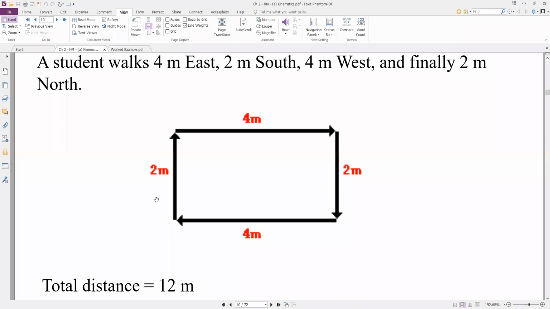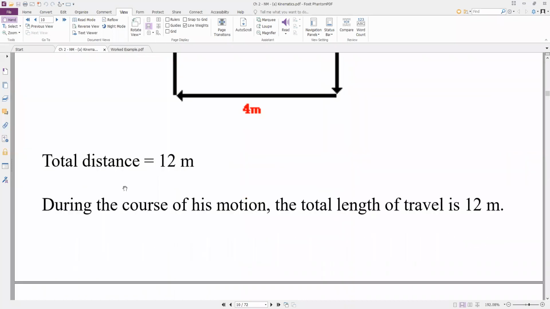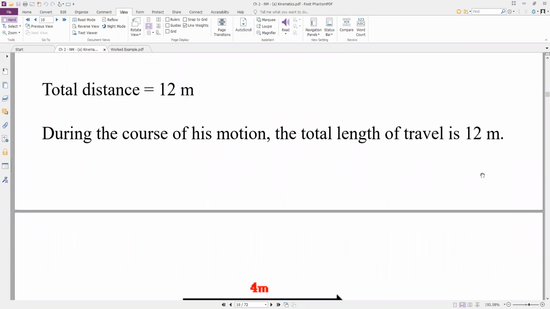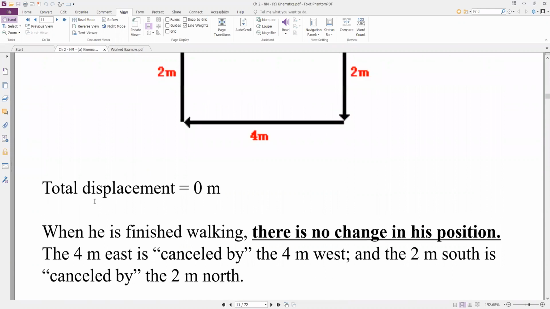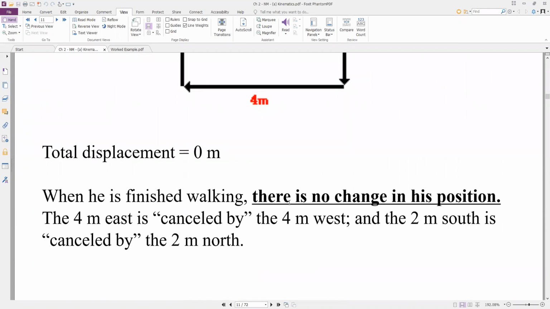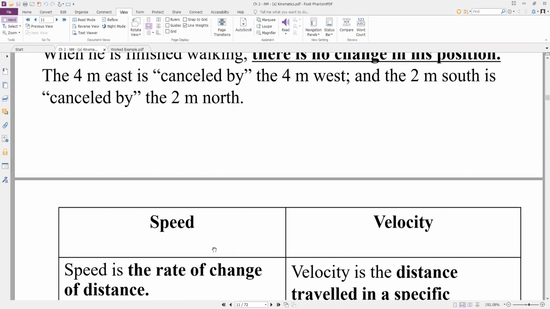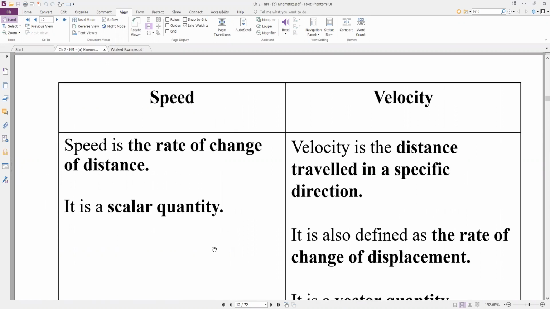Since the total distance is 12 meters, during the course of the motion the total length of travel is 12 meters. What is the total displacement? 0. Why 0? Because when he finishes walking, there is no change in position. The 4 meters east is cancelled by the 4 meters west, and the 2 meters south is cancelled by the 2 meters north.